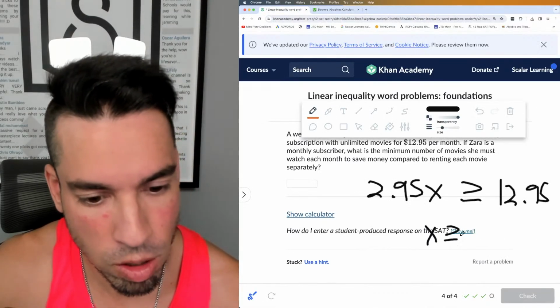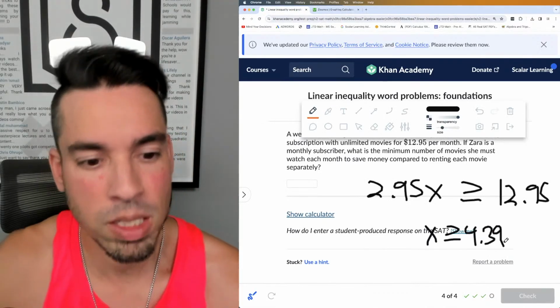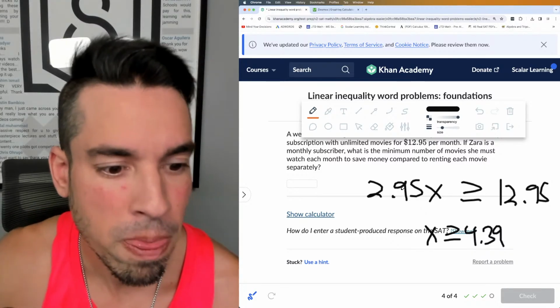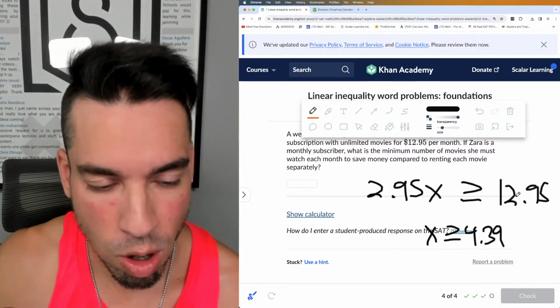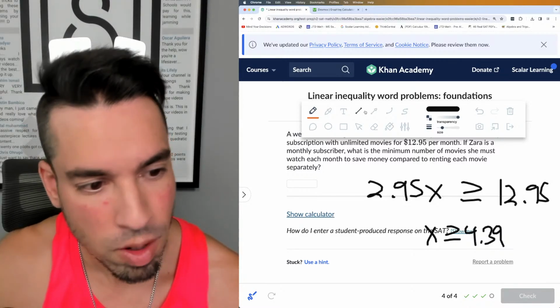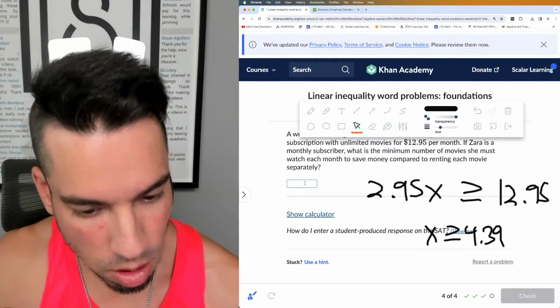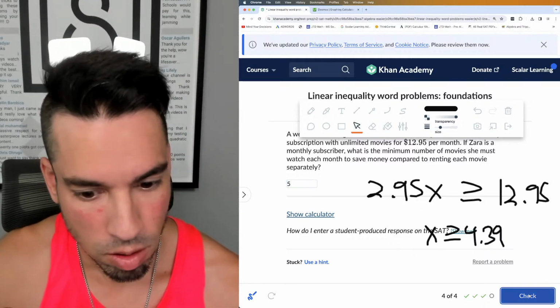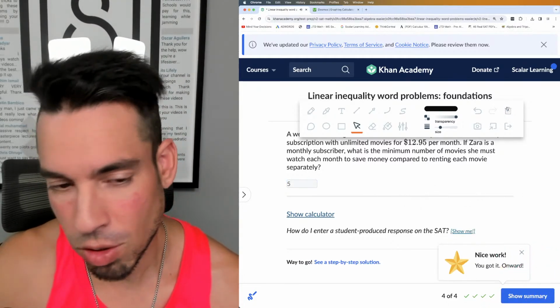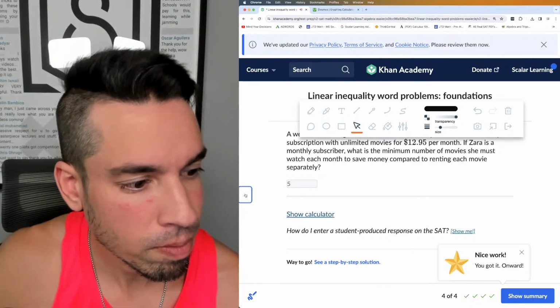So x is greater than or equal to 4.39. So it means 5 movies. That makes sense, right? Because this is about 3. 4 times 3 is 12. 5 times 3 is 15. So we'd say the minimum amount of movies we have to rent is 5, okay? Boom. That's how we do it. All right, we're all done with this topic.